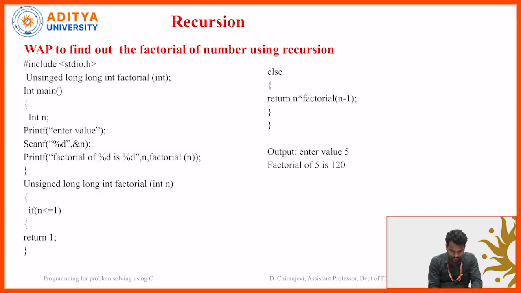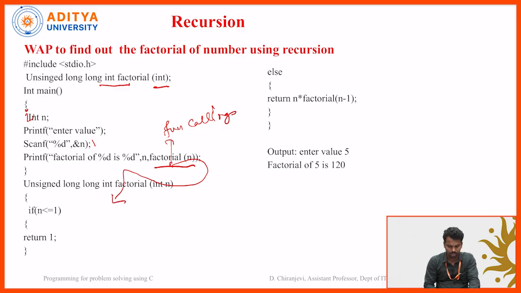Here I have declared a user-defined function, unsigned long int factorial, and I passed one argument, an integer. It means one value must be passed from the main function. I declared a variable, and then I read that n value from the user. Then in the printf function, I am calling the factorial of n. This is the function call, so from here control will go to the factorial function definition.